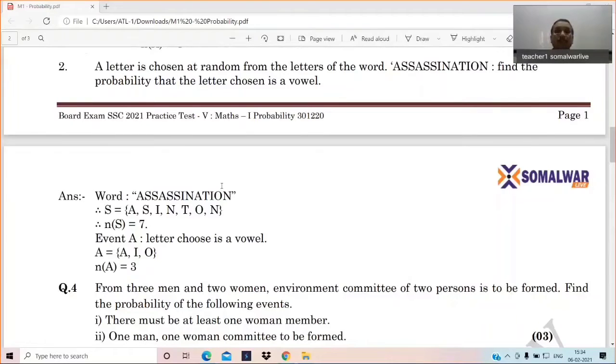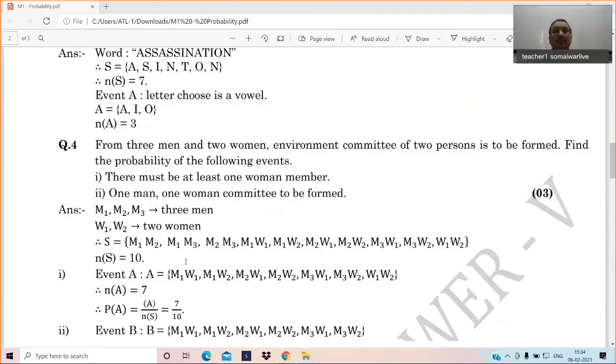Now coming to question number 4, it is of 3 marks. From 3 men and 2 women, an environment committee of 2 persons is to be formed. So total number of persons are 5, 3 men and 2 women, and a committee of only 2 persons is to be formed. Find the probability of the following events. Number 1, there must be at least one woman member, and second, one man, one woman committee to be formed. So let us see one by one.